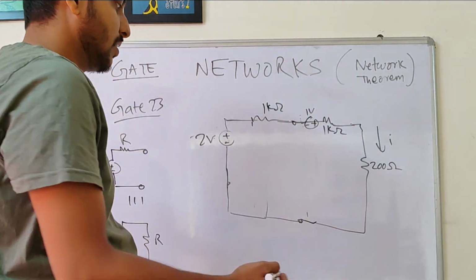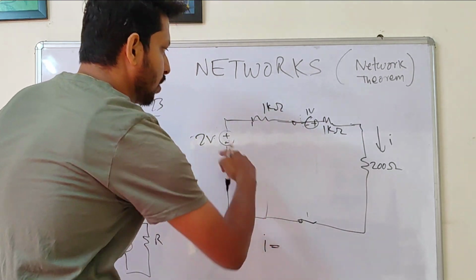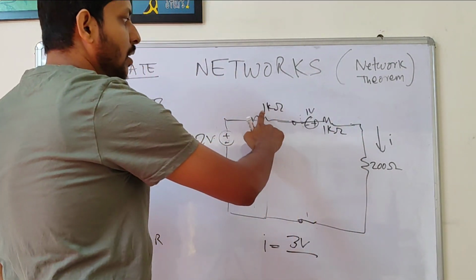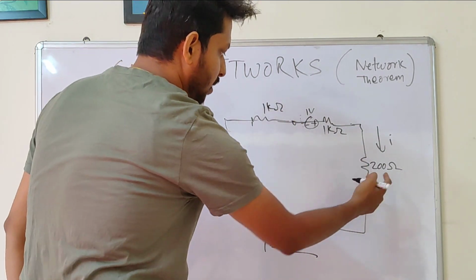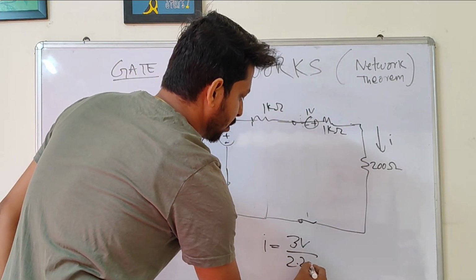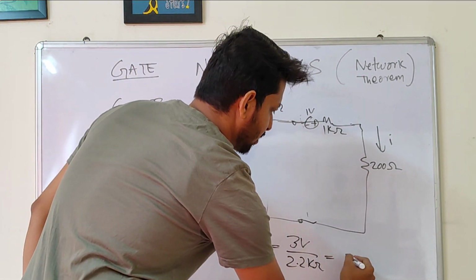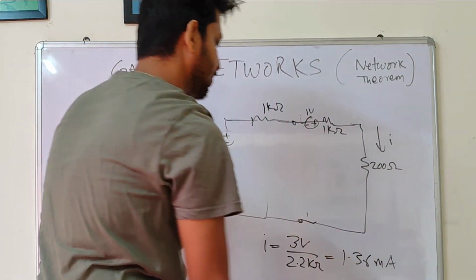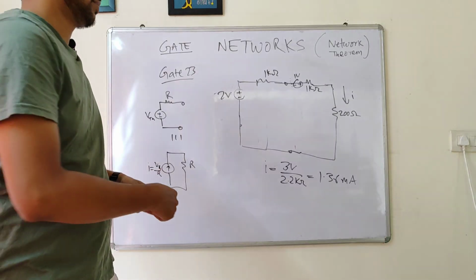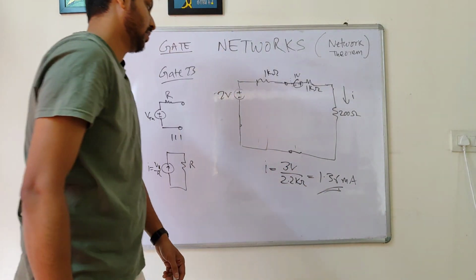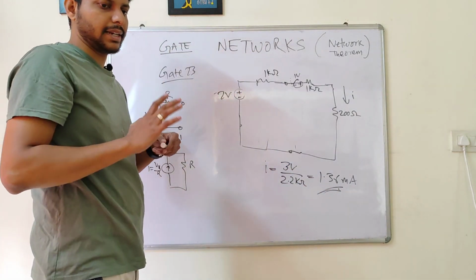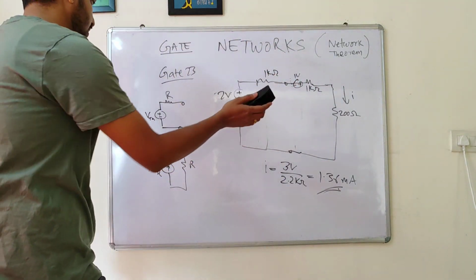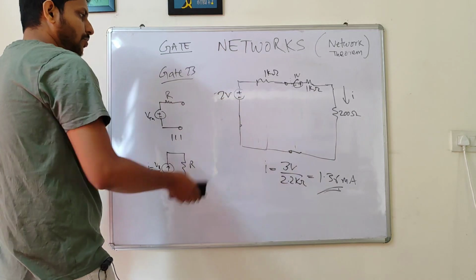Now calculating the current is very easy. It's just the total voltage source, which is 2 volt plus 1 volt, 3 volt, over the total resistance, 2 kilo ohm plus 0.2 kilo ohm, 2.2 kilo ohm. If you solve this, it will come around 1.36 milliampere. So that's the solution for this. We didn't have to write any equation to solve this circuit. If you do this mentally, you can do it even faster. Just to show you, I had to go through all these steps.